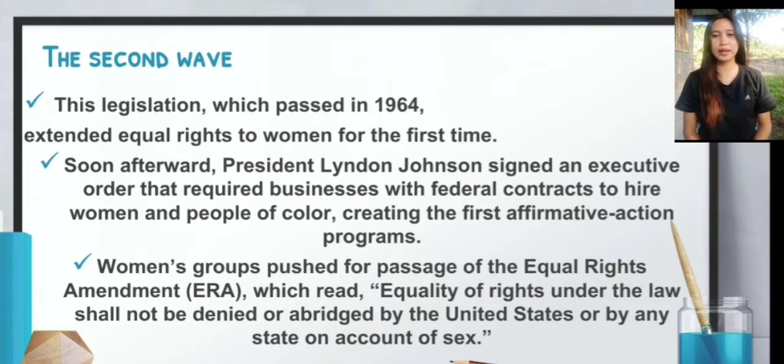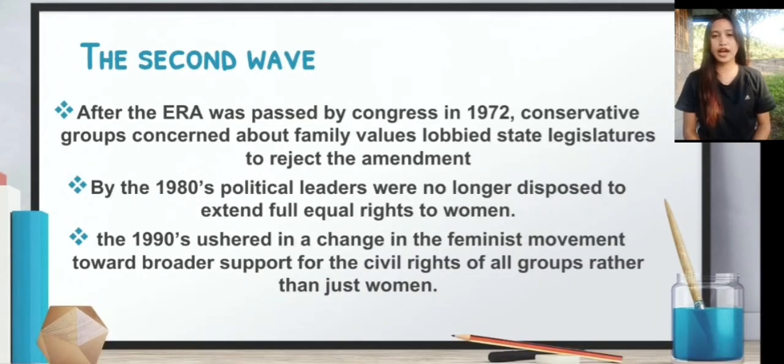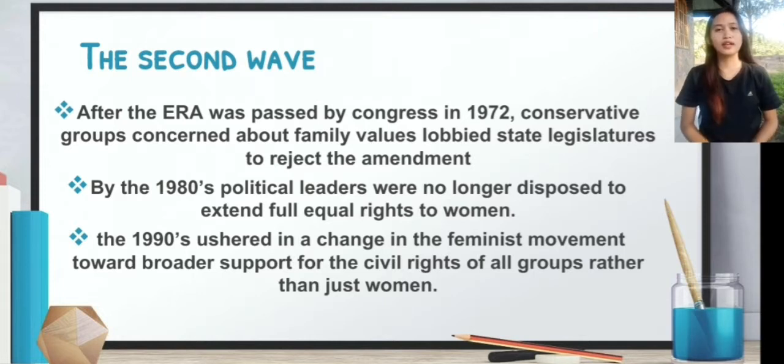Women's groups pushed for passage of the Equal Rights Amendment, or ERA, which read, "Equality of rights under the law shall not be denied or abridged by the United States or by any state on account of sex." After the ERA was passed by Congress in 1972, conservative groups concerned about family values lobbied state legislatures to reject the amendment. Despite the fact that two-thirds of the American people supported the ERA, it was not ratified by the required number of states. By the 1980s, political leaders were no longer disposed to extend full equal rights to women.